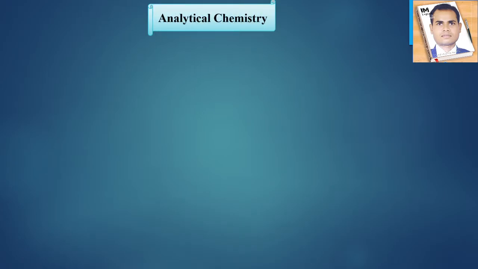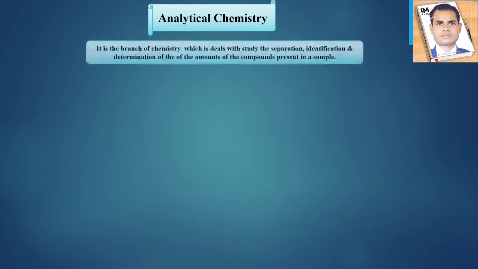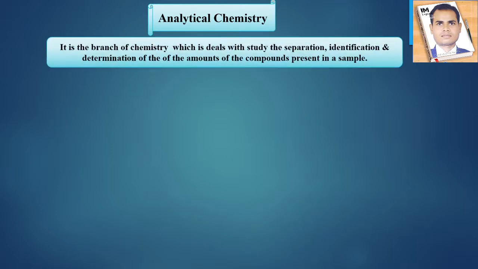Analytical chemistry is the branch of chemistry which deals with the study of separation, identification, and determination of the amount of the compound present in the sample. So all these things we can do in analytical chemistry. We can separate a specific element from the sample, we can identify the specific element from the sample, and we can determine how much of a specific element is present in that sample.